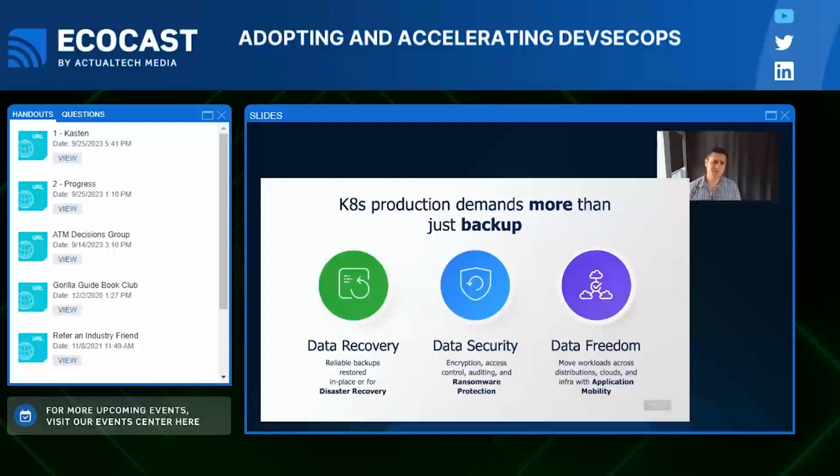So kind of 3 key pillars here that we focus on. More than just backup, when you focus on data recovery, right? Your ability to backup is only as good as your ability to recover. I could be taking tons of backups. That's great. But if I can't actually restore from that backup, what's the point? Why do I even back up?